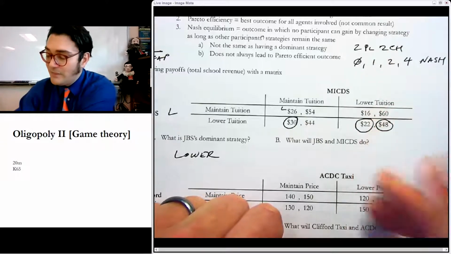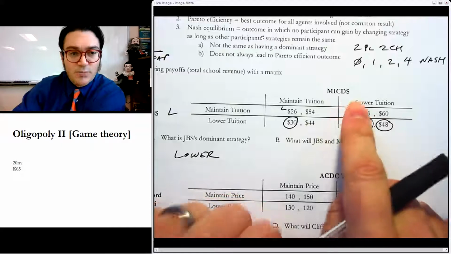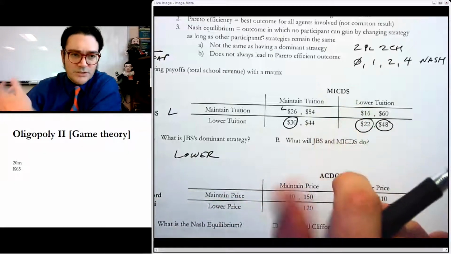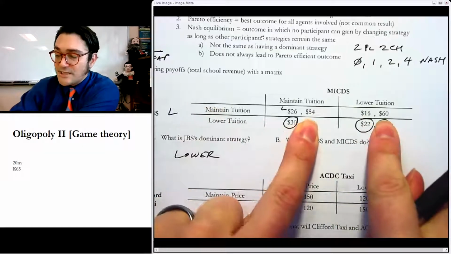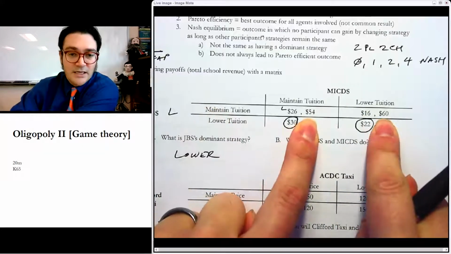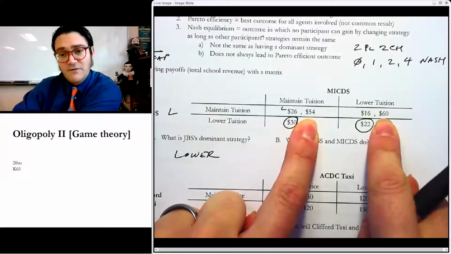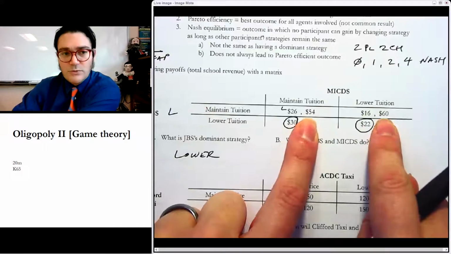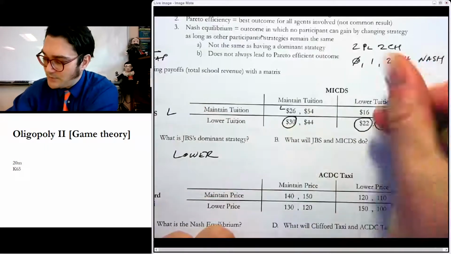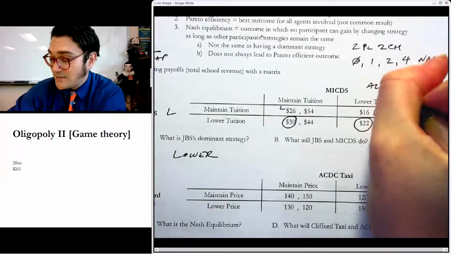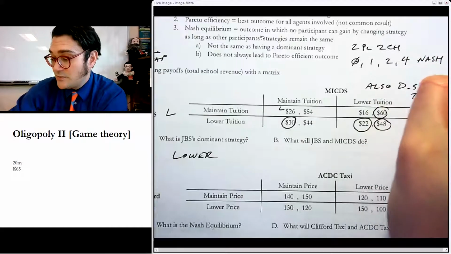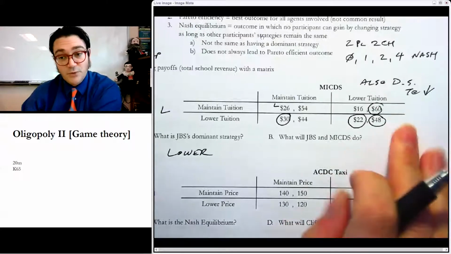So we circle that. Now, assume MICDS, we're playing as them, assume that John Burroughs is just dumb and they choose the wrong thing. They choose to maintain. What should we do in that circumstance? Well, if we're MICDS and John Burroughs maintains, we can get 54 or we can get 60. Which one do we want? Well, we want 60. 60 is bigger. So we also have a dominant strategy to lower tuition, right? Because we will always lower.